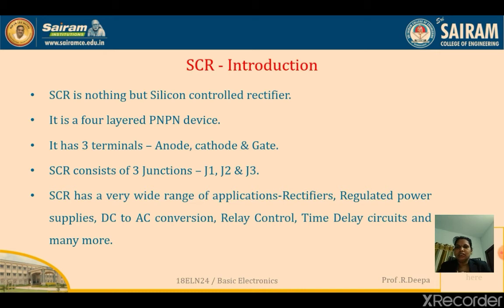It has 3 junctions, namely J1, J2 and J3. The first junction, P and N, forms J1, the second, N and P, forms J2, and down again P with N forms the J3 junction. So totally it consists of 3 junctions. The upper PN junction is J1, the middle one is J2, and the last one is J3.